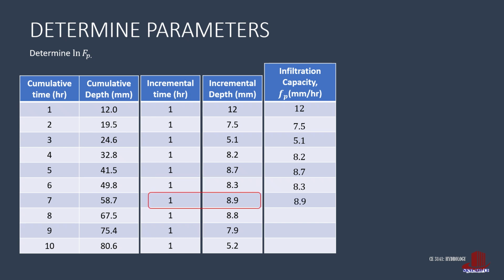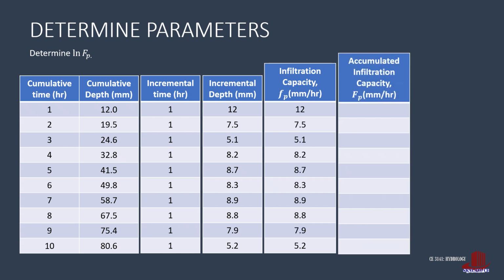Then there are also 8.9 divided by 1 as 8.9. 8.8 over 1 as 8.8. 7.9 upon 1 as 7.9. Then lastly, 5.2 divided by 1 as 5.2. This is infiltration capacity, but notated as small f sub p, as they are the incremental infiltration capacity. What we are required is the cumulative infiltration capacity, noted as capital F sub p.